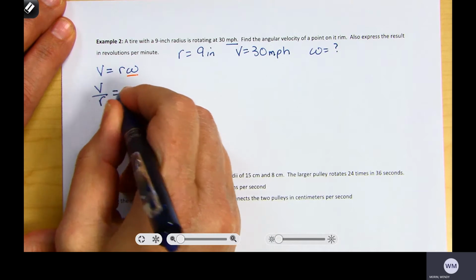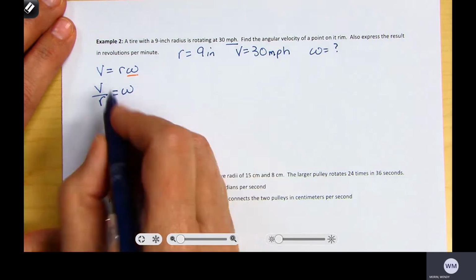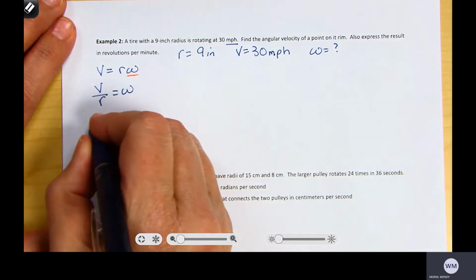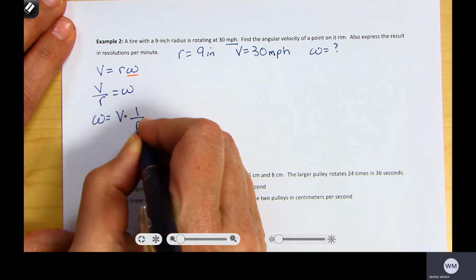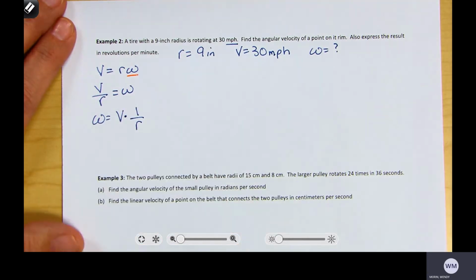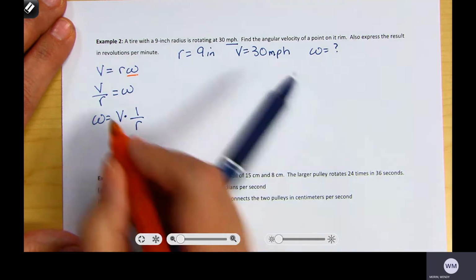But because we're going to be using a bridge, instead of dividing by R in my bridge, I am going to be multiplying by 1 over. I'm going to be flipping over my radius and putting it in my bridge. It's the same thing as dividing by R. This is the same thing as this. So that's what we're trying to find.